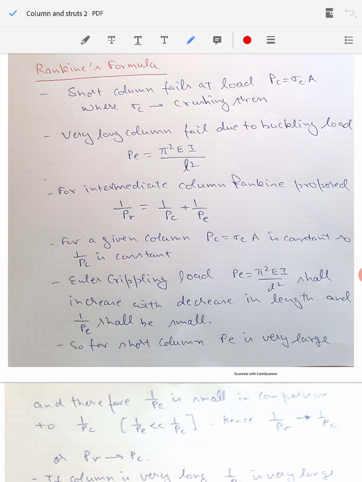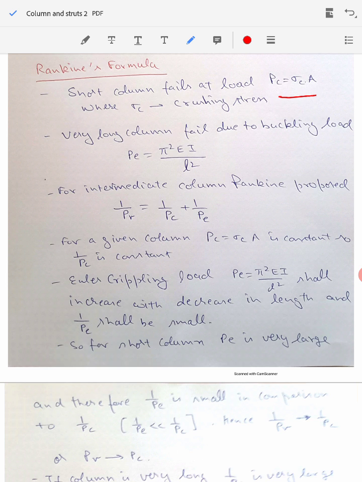For that, we know that the load at which it will fail is given by PC equal to sigma C A, where sigma C is the crushing stress or the yield point stress that you measure in the compressive testing machine. A is the area of cross section. You multiply it with the crushing stress, and you get the crushing load that the column can sustain.